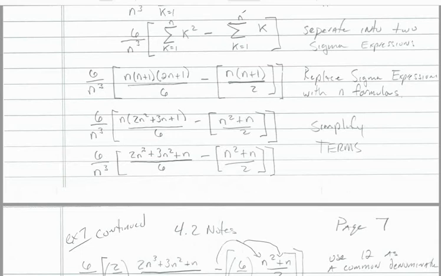Then we're going to go back to theorem 4.2, which was on page 2 of the notes at the top there. Where it has I squared, same thing as K squared, so we're going to replace whatever the summation for I squared is and the summation for I. So the summation for I squared is here: n times n plus 1 times 2n plus 1, divided by 6. And the summation substitution for a single K here is n times n plus 1 over 2. And we're still keeping that 6 over n cubed out in front.